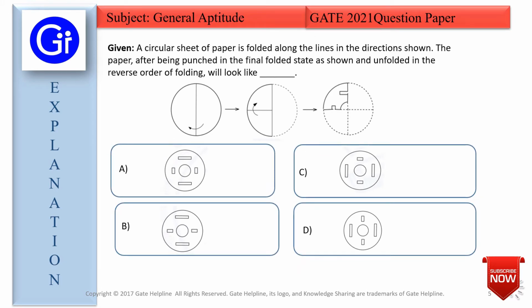As the question states, a circular sheet of paper is folded along the lines in the direction shown, and the directions are given in the form of arrows. The paper, after being punched in the final folded state, which is this one, as shown and unfolded in the reverse order of folding. That means first it is folded this way, after that it is folded this way as per the direction, and then this is the final state.